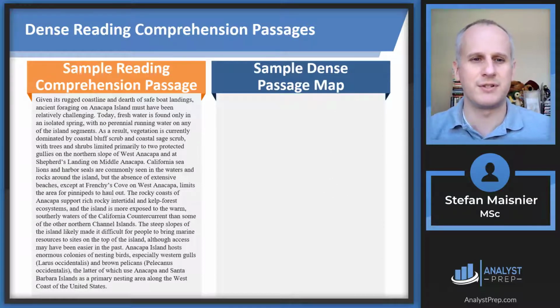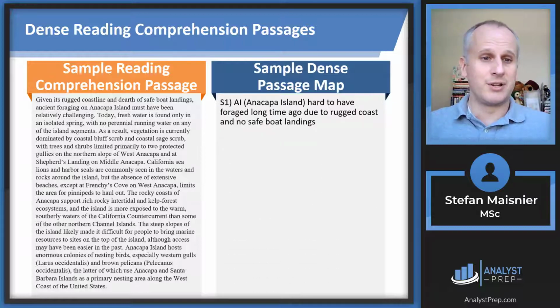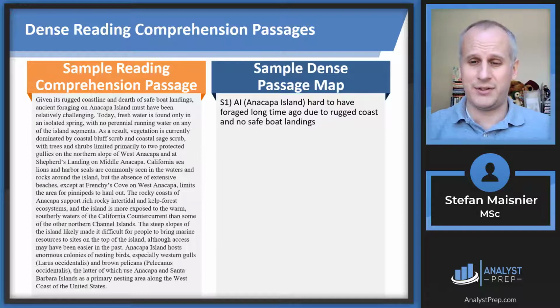So we're going to start with the first sentence. Given its rugged coastline and dearth of safe boat landings, ancient foraging on Anacapa Island must have been relatively challenging. So we're just going to make that Anacapa Island AI. It doesn't matter that it's Anacapa Island, but we know that AI, it was hard to have foraged a long time ago due to the rugged coast and no safe boat landings.